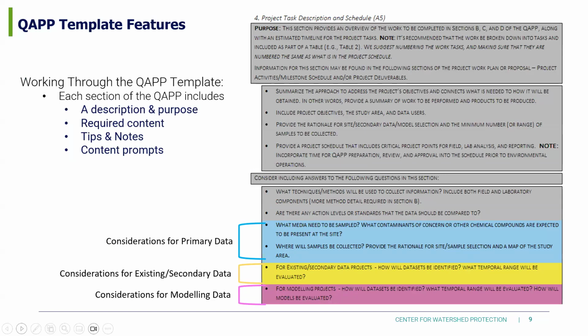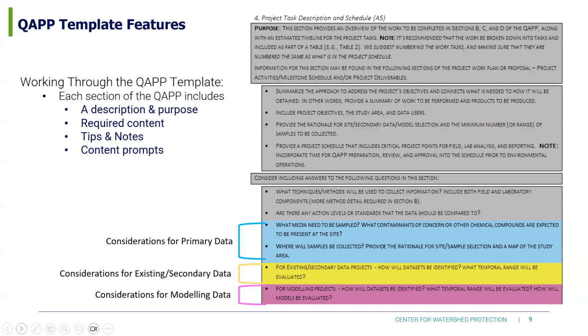All right, so each section of the QAPP includes a description and purpose, which provides a reason for why the section is included as part of the QAPP. Then there's outlined required content, which is information that has to absolutely be included in the section. We've also included tips and notes that highlight practical things to do or information to include in the section.